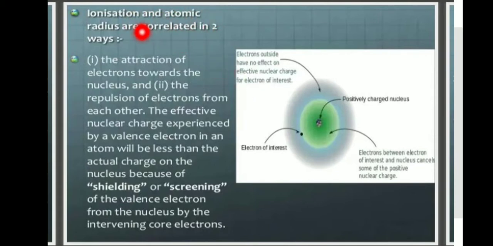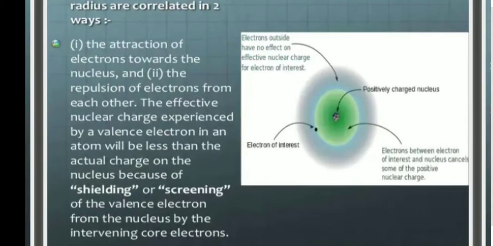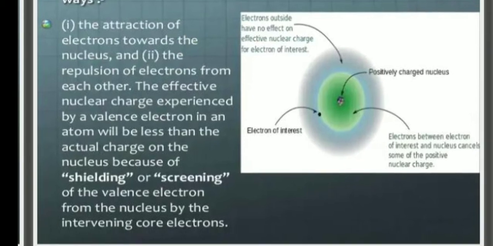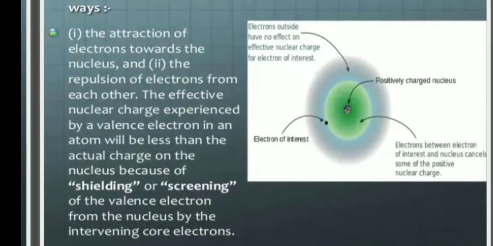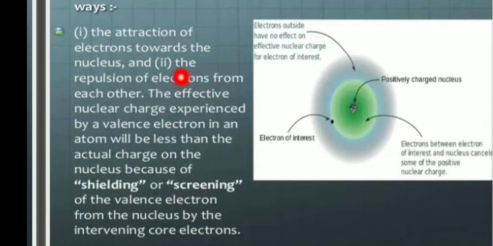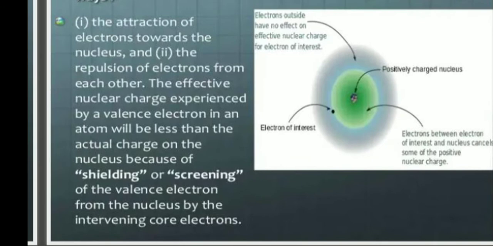Ionization and atomic radius are correlated in two ways. First, the attraction of electrons towards the nucleus, and second, the repulsion of electrons from each other. The effective nuclear charge experienced by a valence electron in an atom will be less than the actual charge on the nucleus because of the shielding or screening effect of the valence electrons from the nucleus by the intervening core electrons.